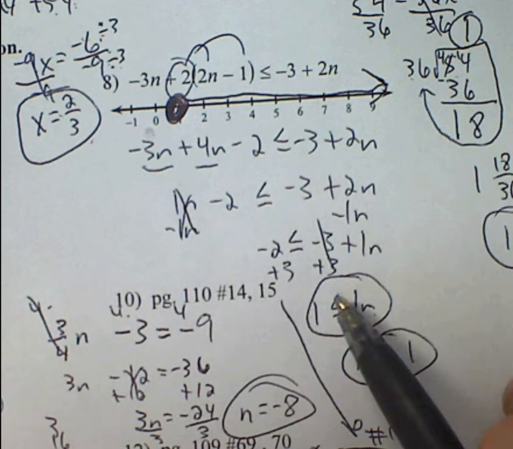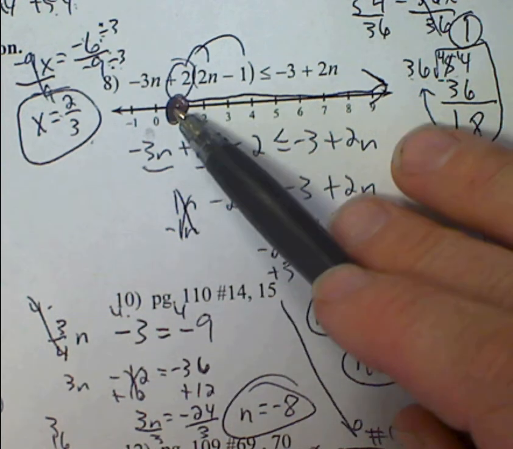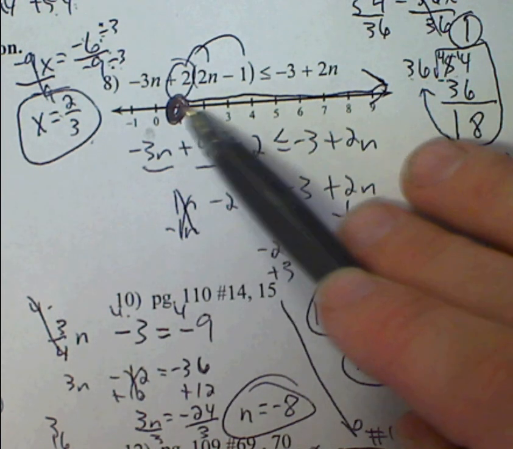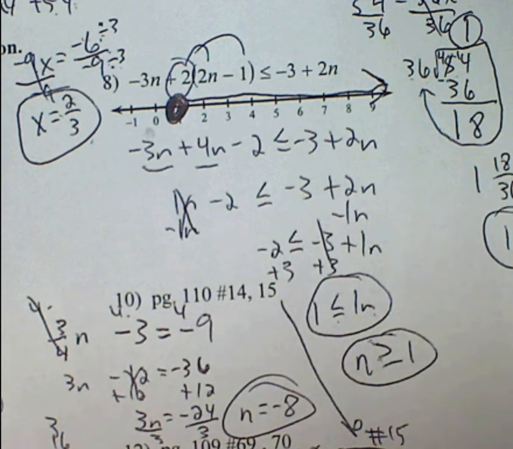You pronounce these the same. So when I graph it, I put a closed circle at 1, and it goes to the right because I need greater than.